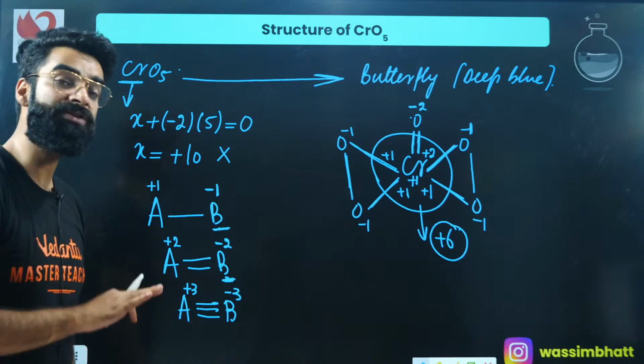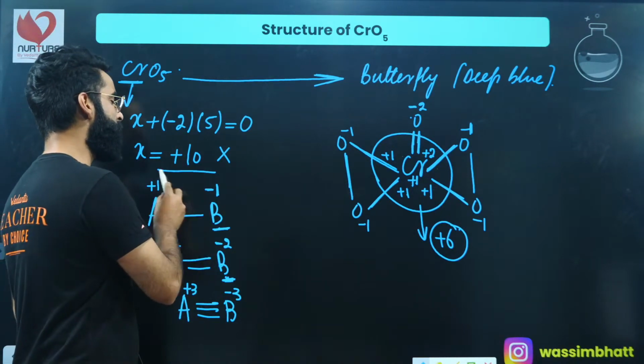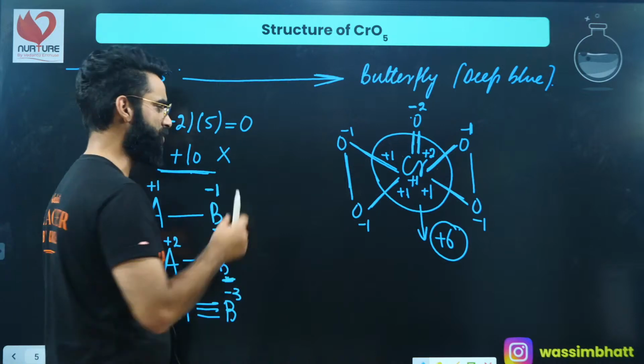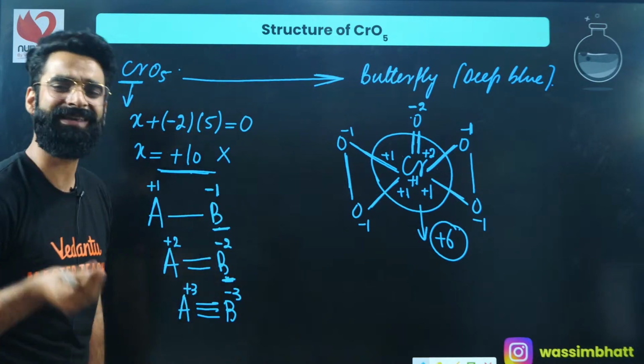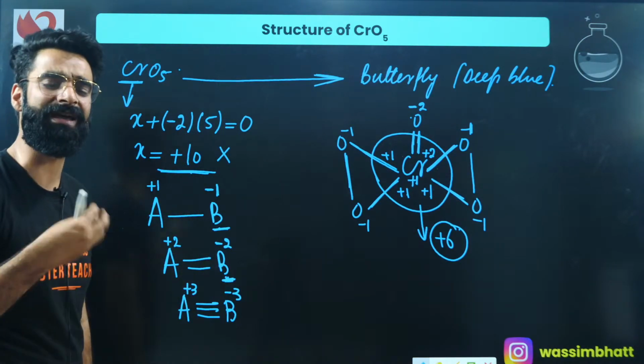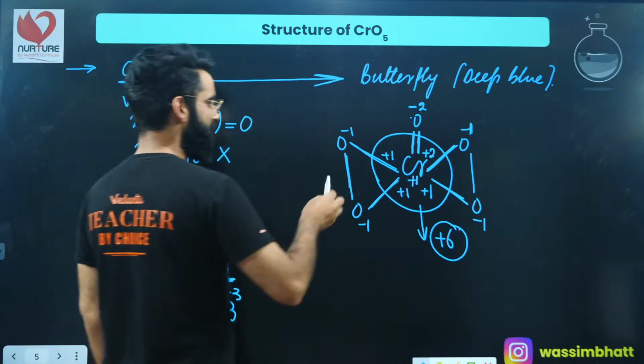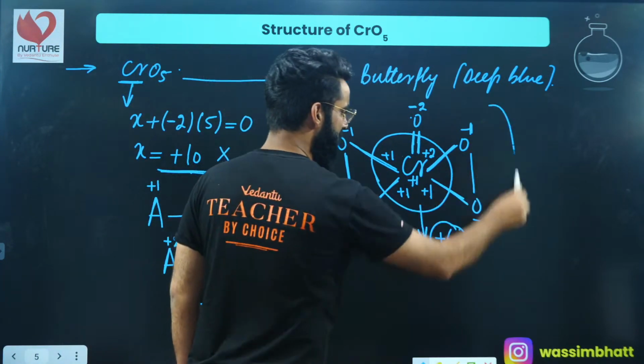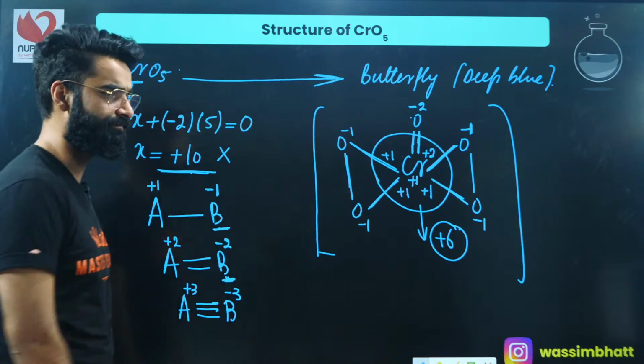Whereas when I use the formula, I get the oxidation state of chromium to be +10, which is not possible. So whenever you use the formula and get the oxidation state of an element greater than +7, at that time you are supposed to know the structure of the compound, and this is the structure of the compound.